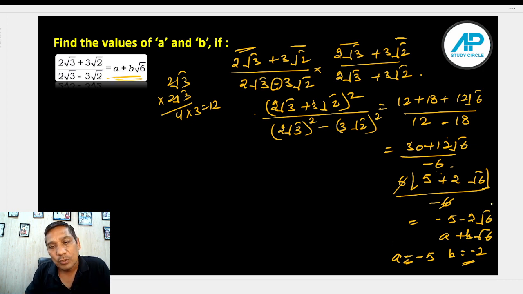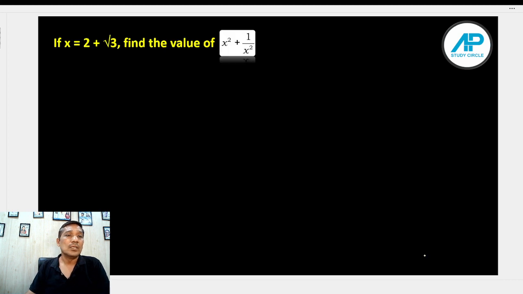That means यहाँ पर तो root 6 ही आएगा। So the value of b is actually the coefficient of root 6 and the value of a is the independent number जिसमें कि root 6 attached नहीं है। So a equals to -5 and b equals to -2.